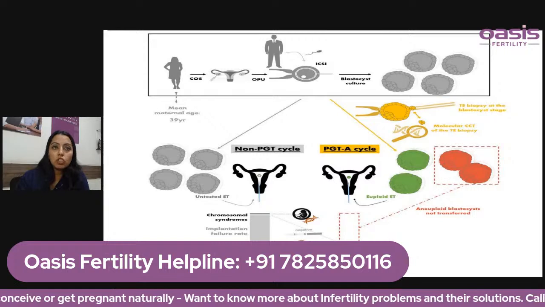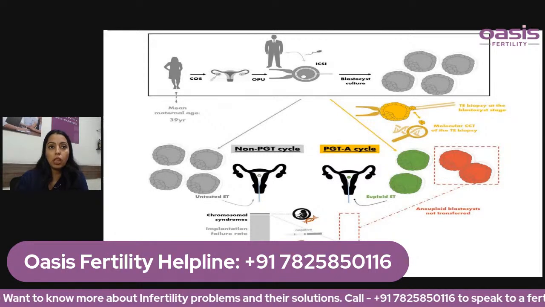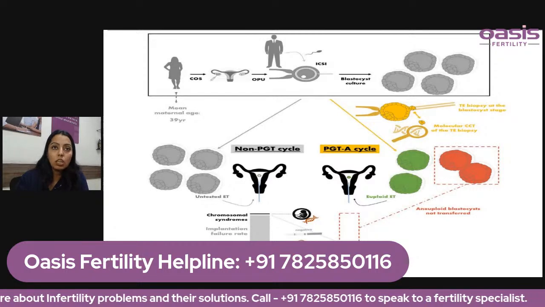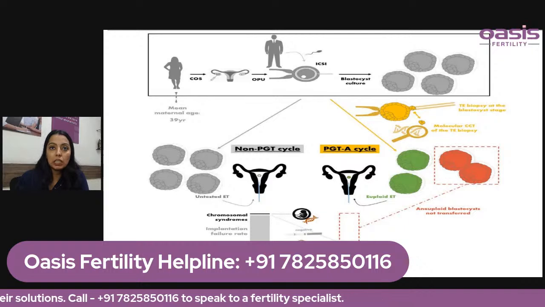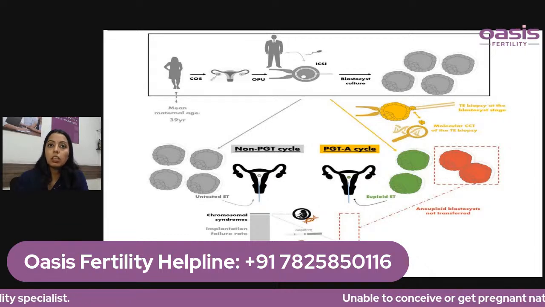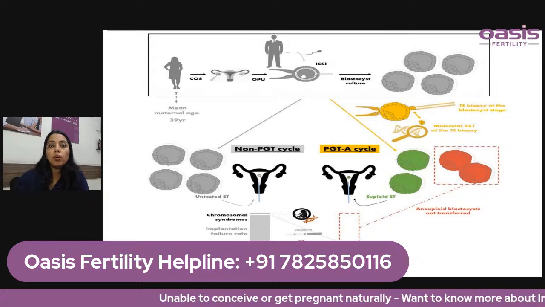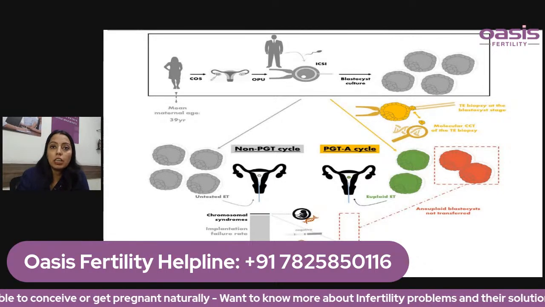In order to enable PGTA, you have to first undergo a controlled ovarian stimulation where your eggs are retrieved. They are combined with the sperms in the laboratory by ICSI. The embryos are cultured to reach the blastocyst stage. Now they are subjected to the biopsy. The cells which have been retrieved are subjected to an NGS platform in order to determine whether the representative cells are genetically normal or not.